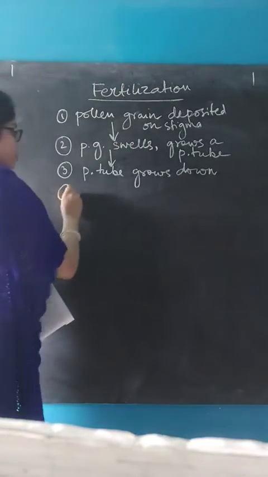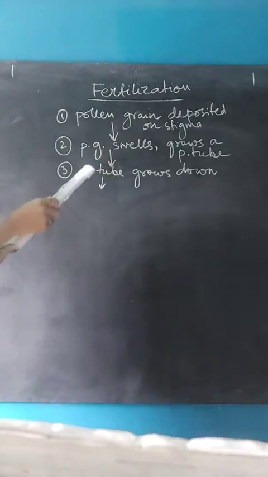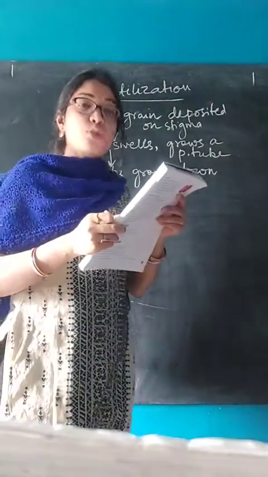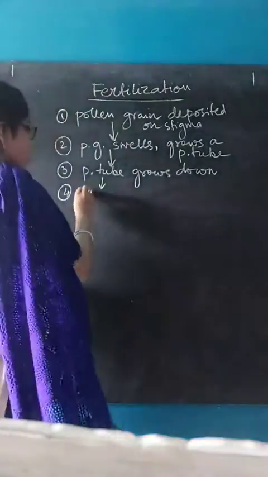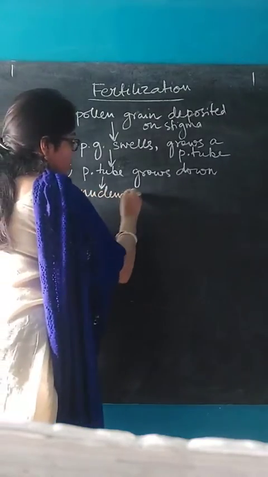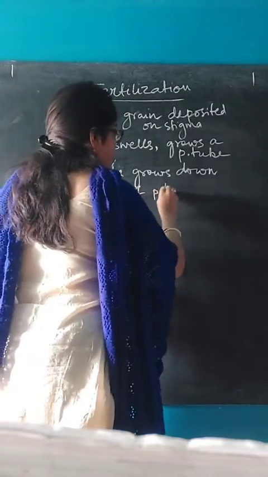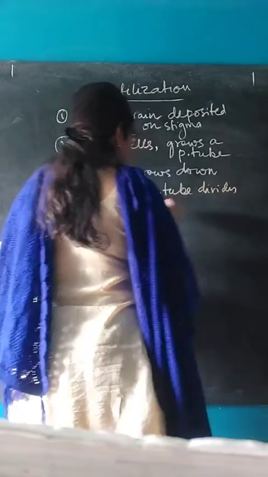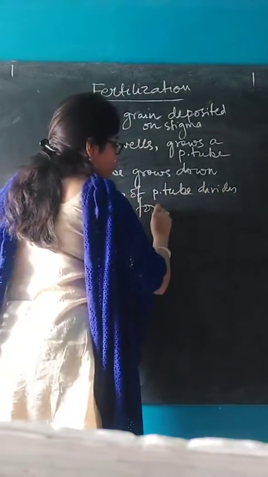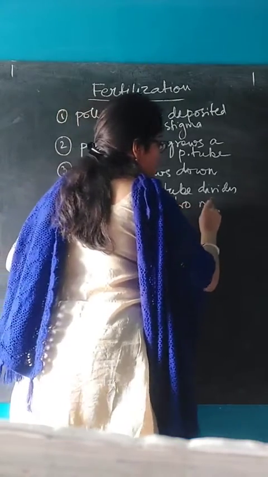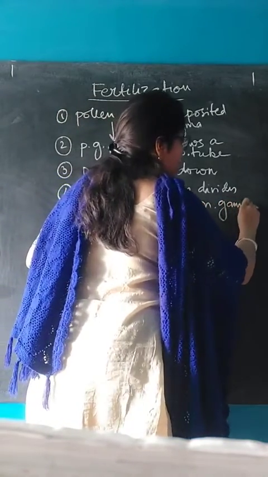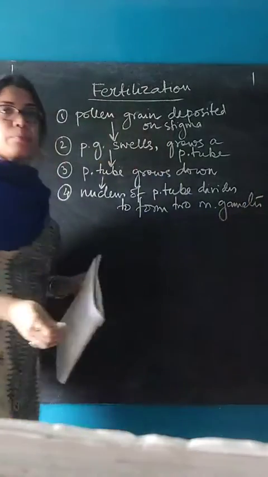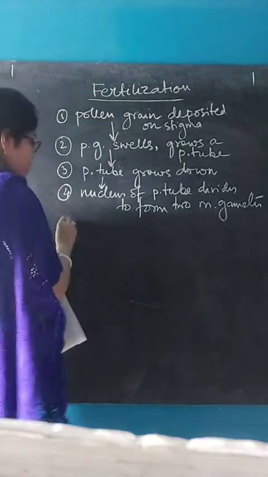Fourth step, arrow. The nucleus of the pollen tube divides to form two male gametes. Okay. Fifth step.